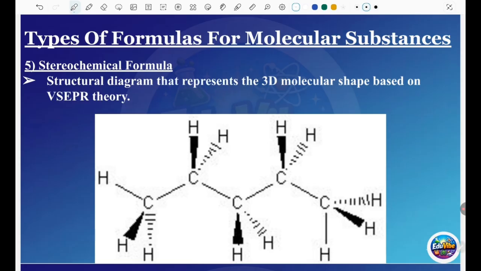These stereochemical formula structures are related to the VSEPR theory. These are the 3D molecular shapes, which are based on VSEPR theory. VSEPR theory is a very important theory which we will do in the next lesson.